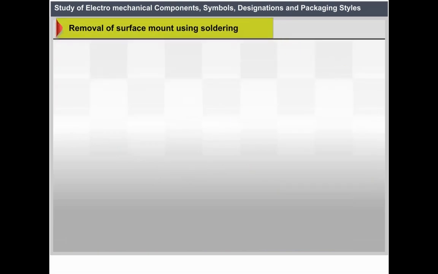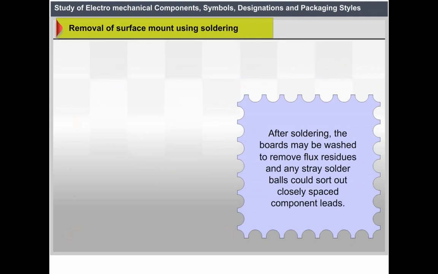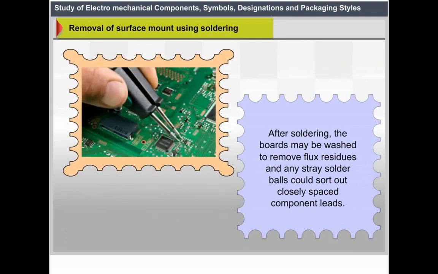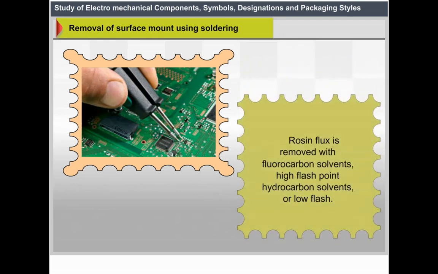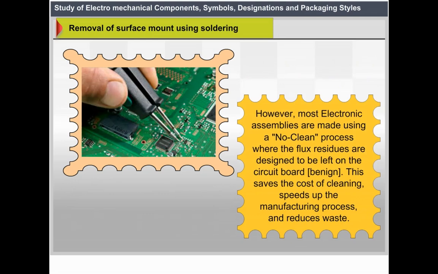Removal of surface mount using soldering. After soldering, the boards may be washed to remove flux residues and any stray solder balls that could short out closely spaced component leads. Resin flux is removed with fluorocarbon solvents, hydrocarbon solvents with high flash point or low flash point. However, most electronic assemblies are made using a no-clean process where the flux residues are designed to be left on the circuit board benign. This saves the cost of cleaning and speeds up the manufacturing process, thus reducing waste.